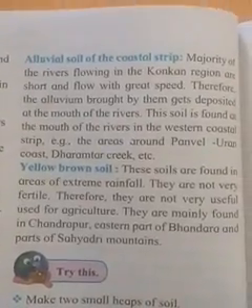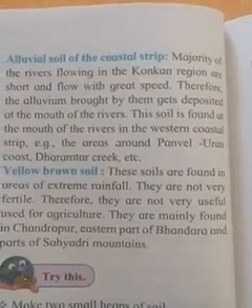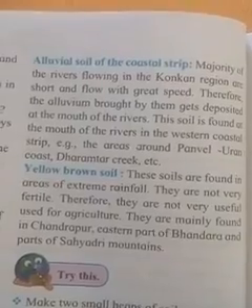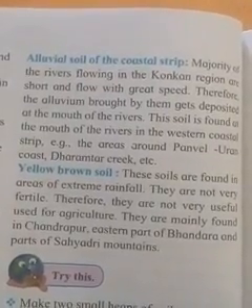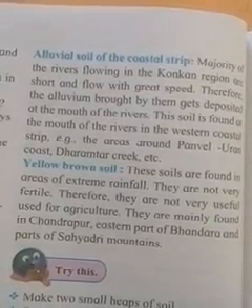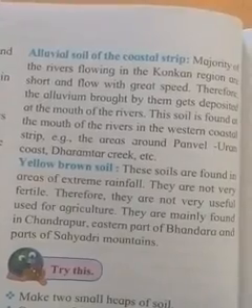Their alluvial roots get deposited at the mouth of the rivers, and at that time the alluvium gets deposited at the mouth of the river. The soil is found at the mouth of rivers in the western coastal strips.